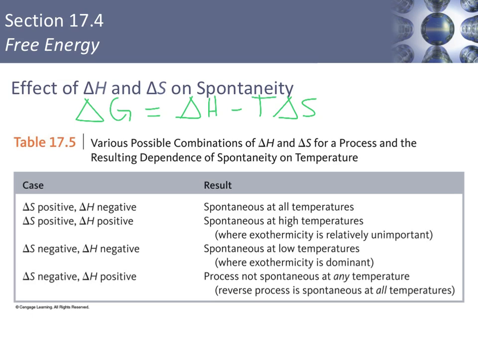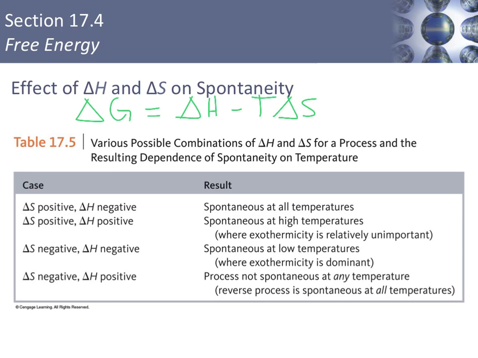So let's think about the different signs that we can have for the entropy change and the enthalpy change, and what kind of sign we would then get for the free energy change, delta G. If your entropy change is positive and your enthalpy change is negative, we will get a negative delta G all the time, independent of temperature. So our delta H is negative, and then our delta S is positive. We are subtracting a positive number, so it will always give us a negative answer, a negative delta G.